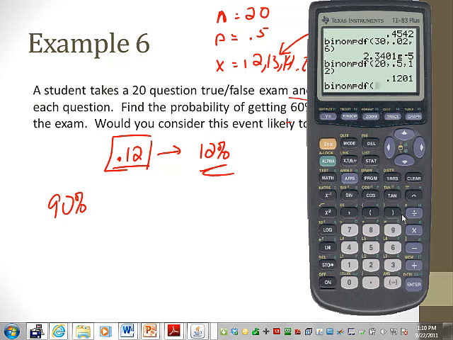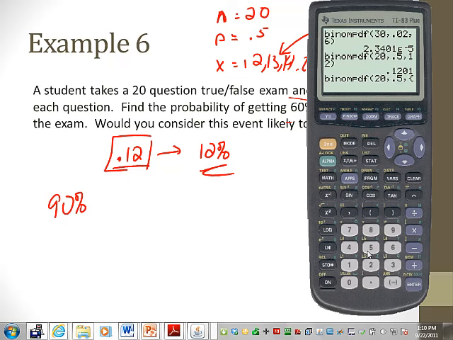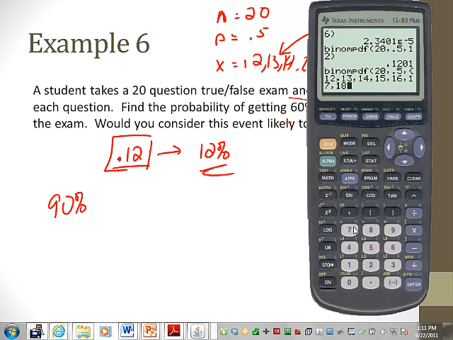So again, 20, comma, 0.5, comma, and here's where we're going to put a bunch of them in. 12, comma, 13, comma, 14, 15, 16, 17, 18, 19. So not too bad. There we go. Let's store this list into L1. I would not want to have to add these up by hand, so let's store this. Pop that into L1. Press enter.